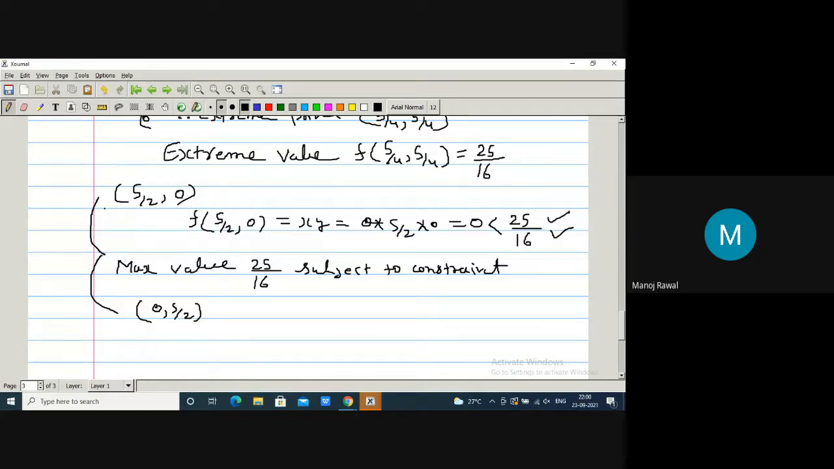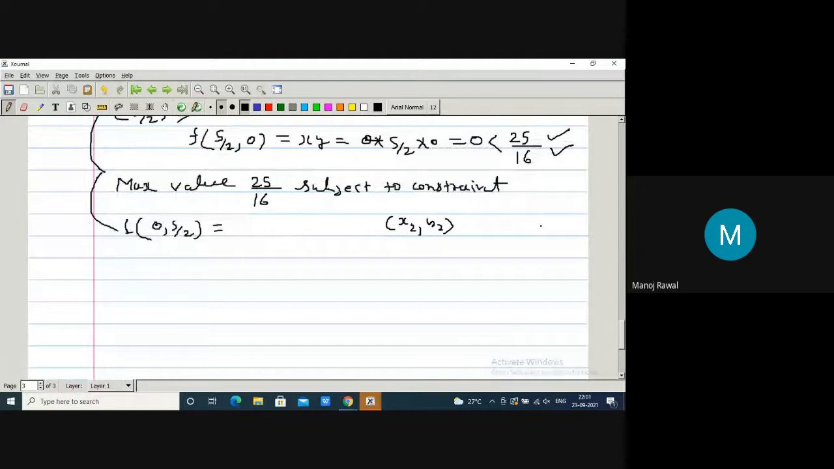I completely agree. But what I am saying is, whatever point you can think of which is satisfying the constraint, the value of the function is going to be less than or equal to 25 upon 16. For example, we thought of 5 upon 2, 0. Then Bharti told us 0, 5 upon 2. The value for both is coming out to be 0. Right? Try to tell me any point which satisfies our constraint, say it is x2, y2, but the value of the function there is coming out greater than this. Can you think of any such point? Can you think? No, you won't be able to think of one. Okay, so you people can't think of one.